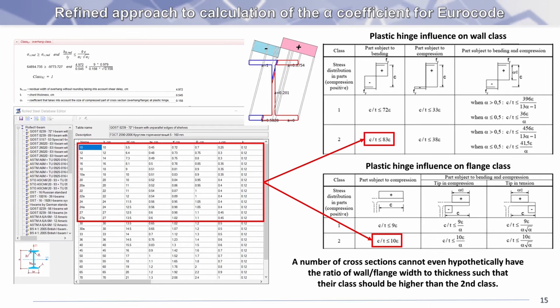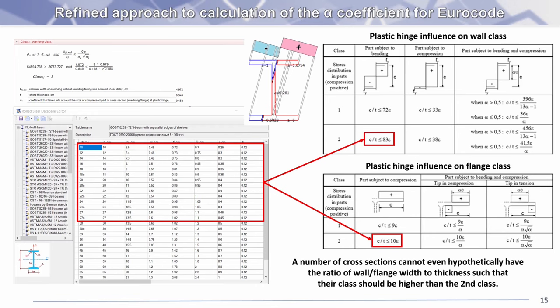It's worth mentioning that Eurocode defines four classes of cross-sections by SSB. In order to determine the alpha coefficient in the general case, while defining the class, one should know how the neutral line is located in this cross-section at the availability of a plastic hinge. In the program, this coefficient is determined iteratively by using a nonlinear deformation model.